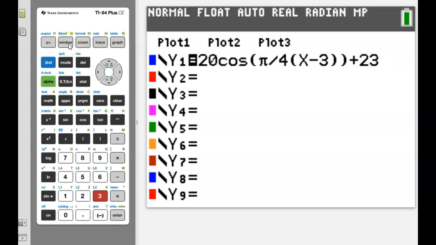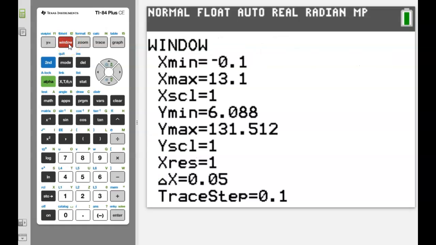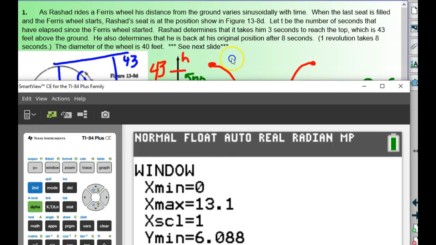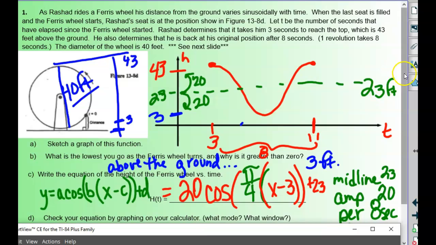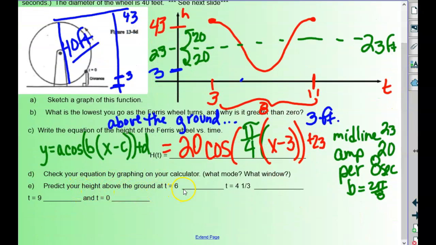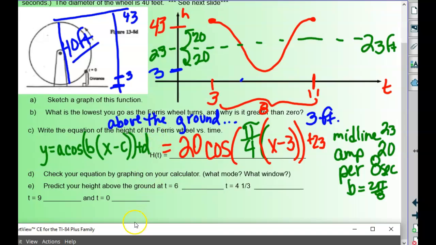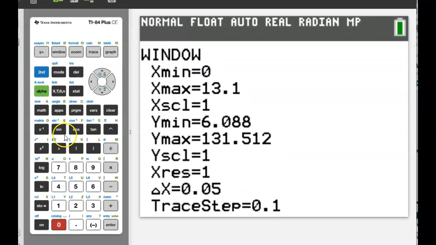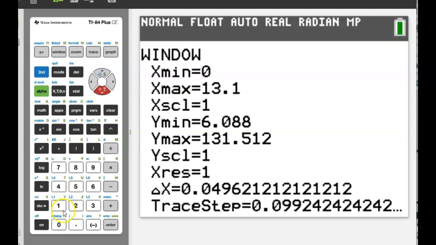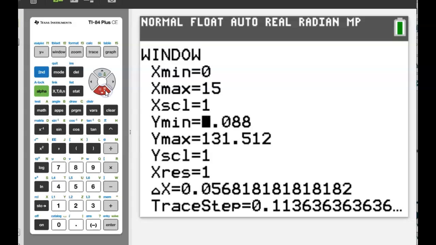Okay, we need to pick an appropriate window or this isn't going to make any sense. X is time. If you look at the questions we have to answer down at the bottom here, predict your height at the time 6, 4 1/3, 9, and 0. So it doesn't go out super far. I think if we don't make our window out too far, it's okay. I'll maybe go 15. What about the Y? The Y is the height. So 0 to like 45 or 50.